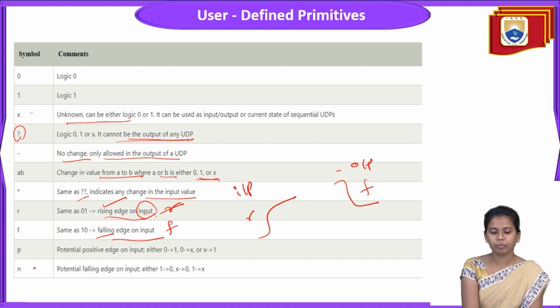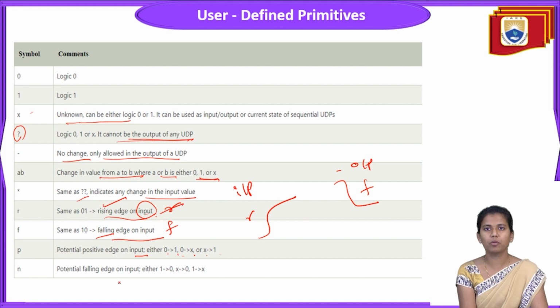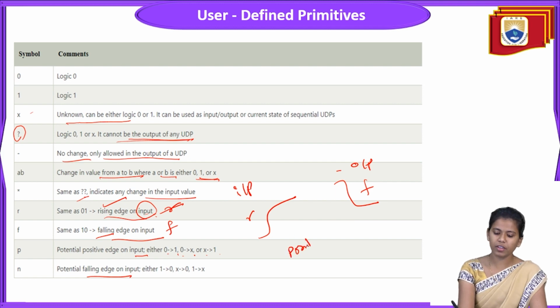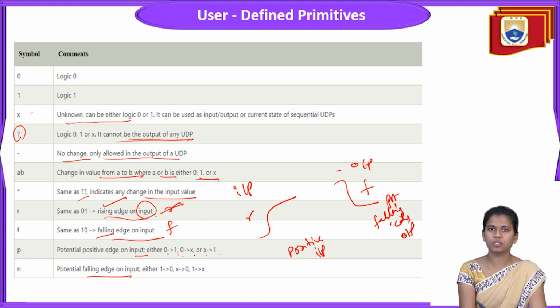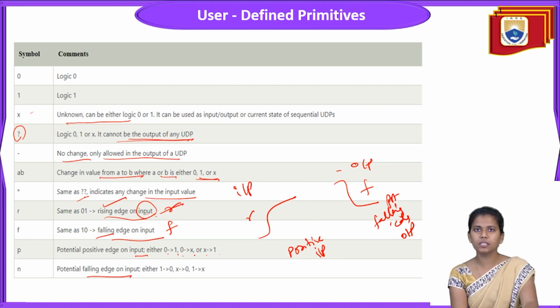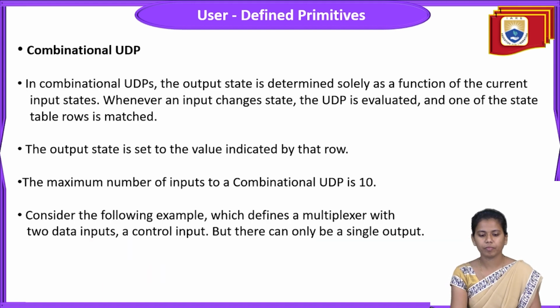And what is P? P is nothing but a potential positive edge on the input, either 0 to 1, or 0 to X, or X to 1. So it is a potential positive edge. And N is a potential falling edge. So P is a potential positive edge at the input, N is a potential falling edge at the input. Okay. So these are some symbols and some comments pertaining to the symbols. We will see all this in the program or the syntax.